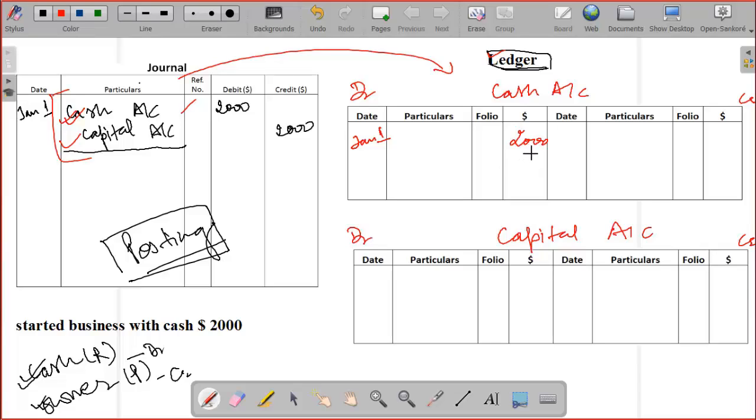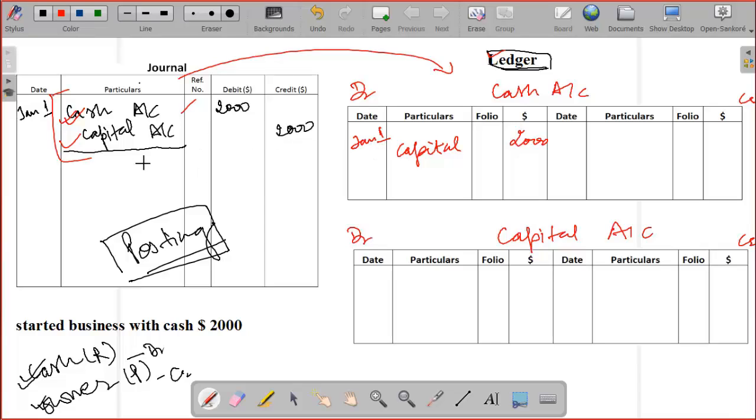First we write the amount. Okay? Now in the column for particulars we will write the name of the opposite account. Now tell me, what is the opposite account to cash? Capital. Cash is debited and its opposite is capital. So the name of the opposite account we will write: capital. So this is the posting done in the cash account. Okay?